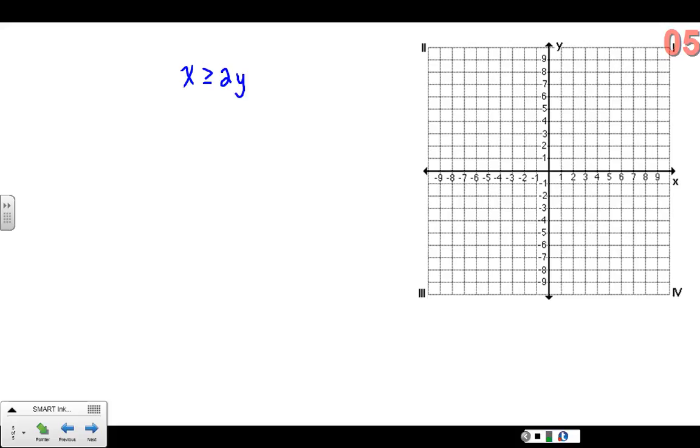Let's see. If we solve this a little differently, if I divide by 2, so 1/2 X. So Y is actually less than or equal to 1/2 X. So this line has a slope of 1/2, over 2 up 1, over 2 up 1. And I can do that as much as I want to. So there is my line.